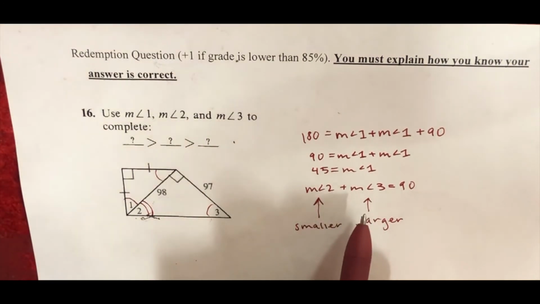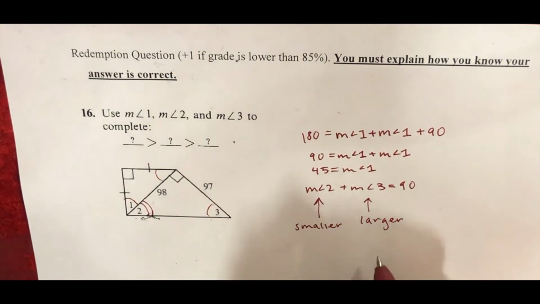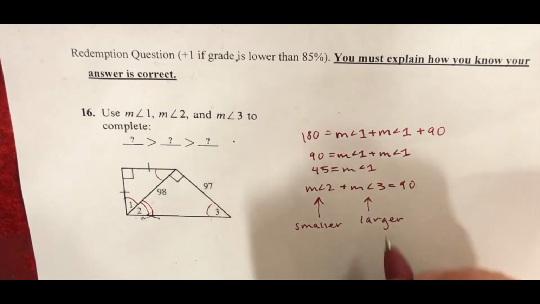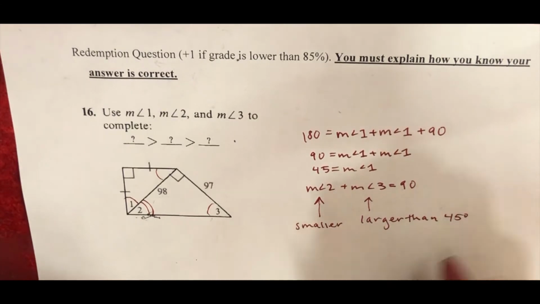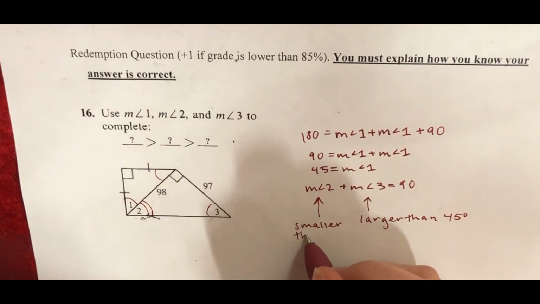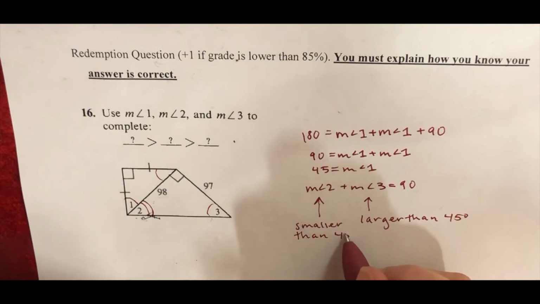If this were another isosceles triangle, then we would know that the measure of angle 2 and the measure of angle 3 would equal 45, but since it's not, and the measure of angle 3 is larger, this has to be larger than 45 degrees. And to be complementary, this has to also be smaller than 45 degrees.